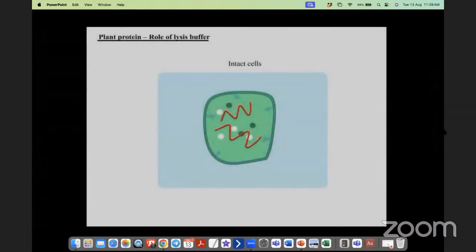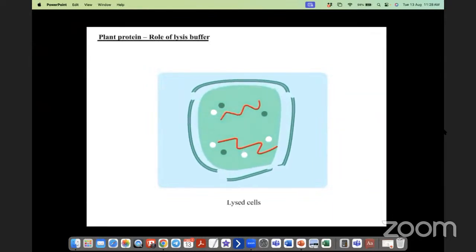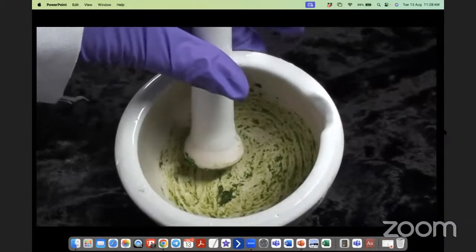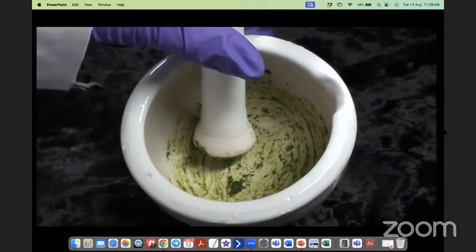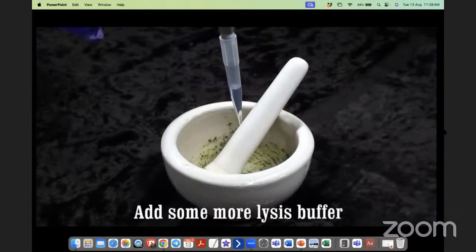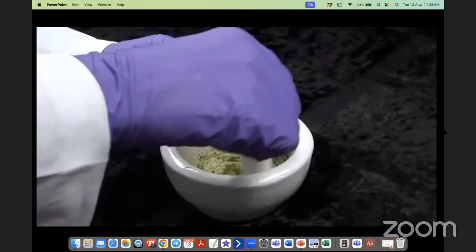The lysis buffer causes the plant cells to swell and finally break open, thereby disrupting the membrane and releasing all its intracellular contents. Add another 1 ml of lysis buffer to the paste, and then transfer the solution into a fresh tube after grinding thoroughly to obtain a uniform mixture.